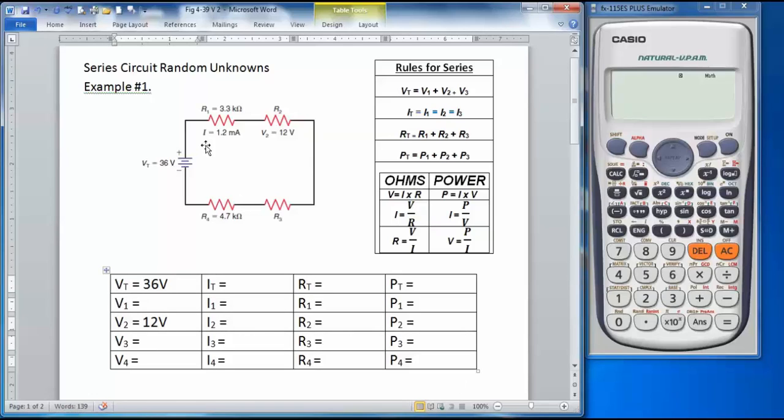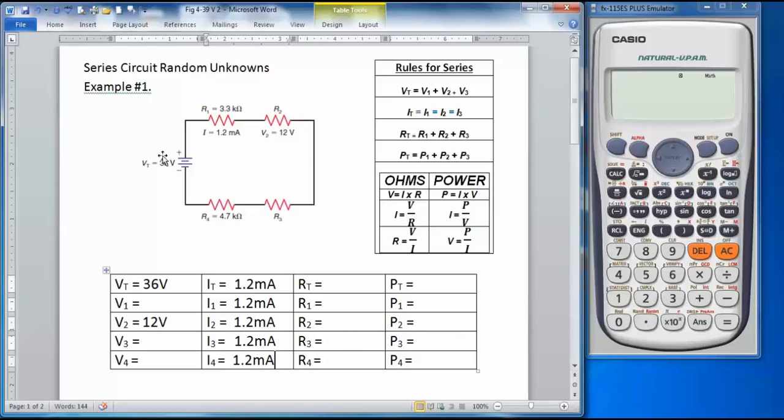The next thing we see is that they have given us a current. Now, based on our series rules, we know that if we get current anywhere, we get current everywhere. So they've given us our current. That means we can fill in all of our current values, 1.2 milliamps, because current stays the same in a series circuit. Alright, so I have filled in all of my current values.